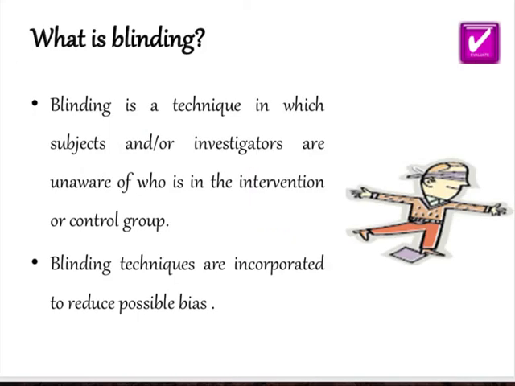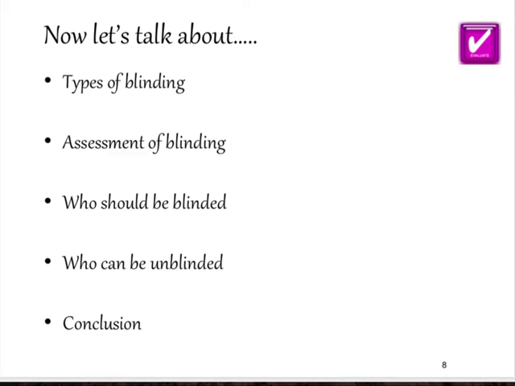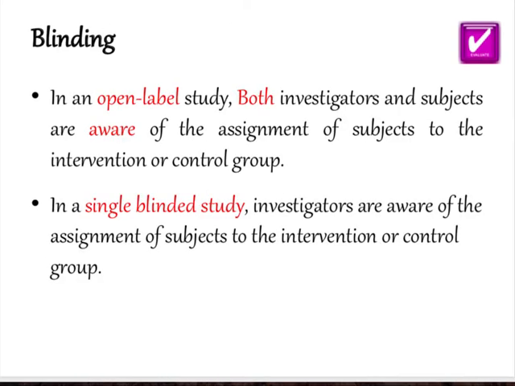So what is blinding? Blinding is a technique in which the subject and/or the investigator are unaware of who is in the intervention group and who is in the control group. Blinding techniques are incorporated to reduce any possible bias. So now we will talk about types of blinding, assessment of blinding, who should be blinded and who cannot be blinded, or who can be unblinded, and a conclusion.